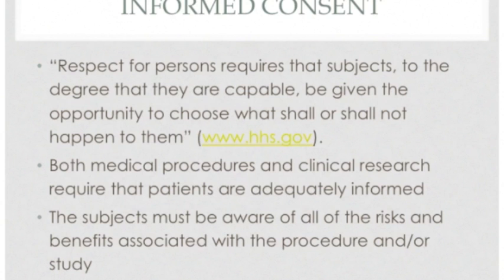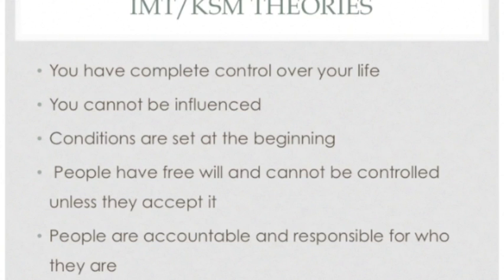Informed consent relates to several of the theories that we have learned in class. The main theories being that you have complete control over your life. You cannot be influenced, and people have free will and cannot be controlled unless they accept it. Informed consent allows for a person to control their lives, but what happens if not all the information is provided or if the procedure is a necessity? I will be applying these theories to two cases.